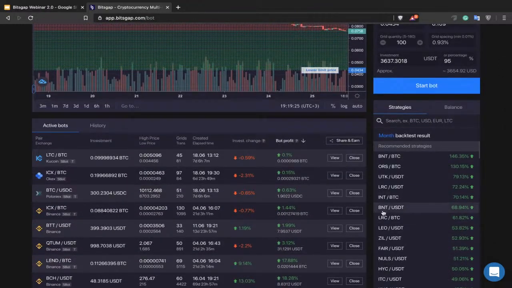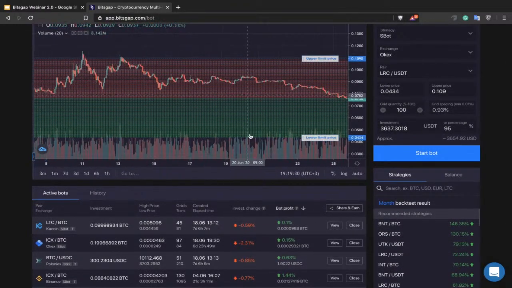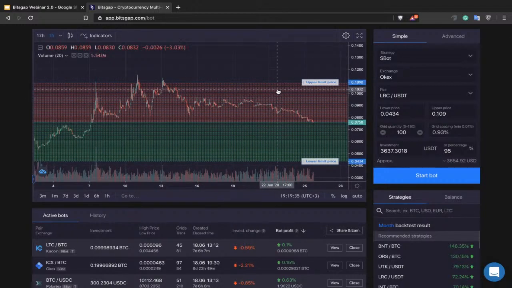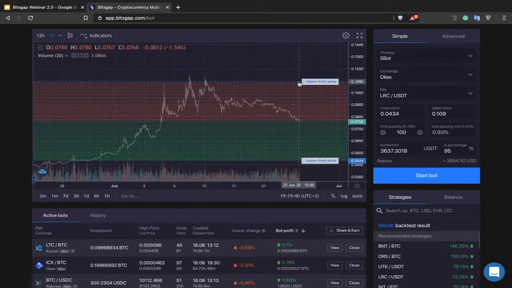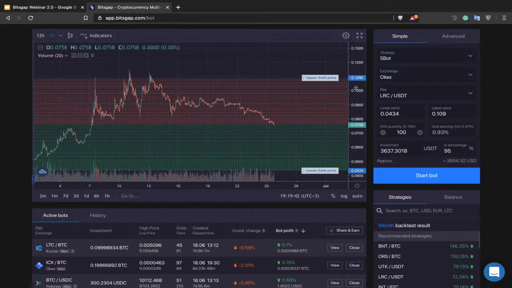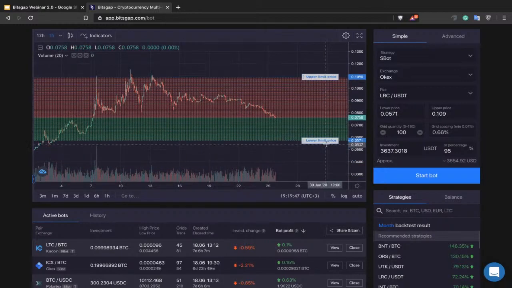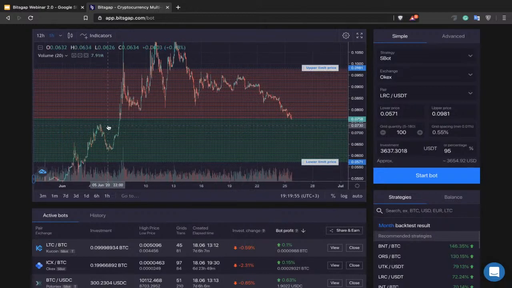Once I click on recommended strategy, in this case it was layer C, you spot that we have a trading range automatically proposed by the system. If it looks quite wide for you, you can narrow it down. Just simply grab the lower limit price and grab the upper limit price to define your trading range. So let's say I want to trade from that point of price 0.0734 like this.